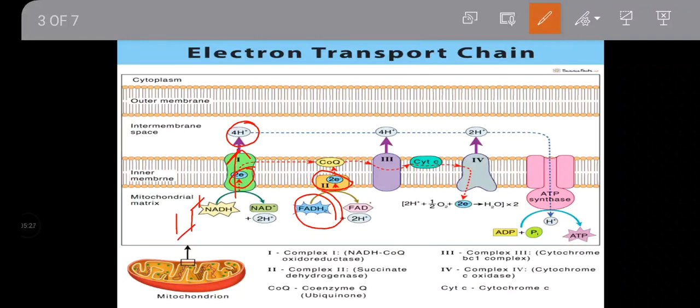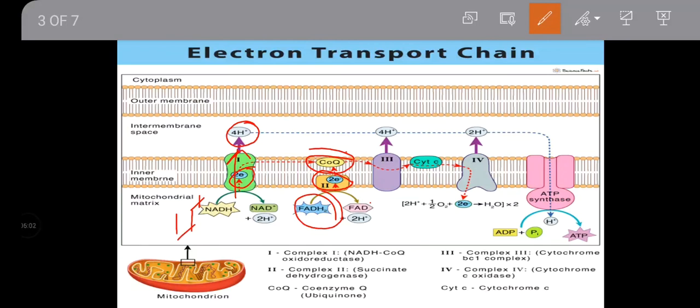Then both complex 1 and complex 2 donate their electrons to coenzyme Q, which is also known as ubiquinone. Coenzyme Q, or ubiquinone, receives these electrons from complex 1 and complex 2, and it acts as a carrier molecule of these electrons to complex 3. It donates them to complex 3.